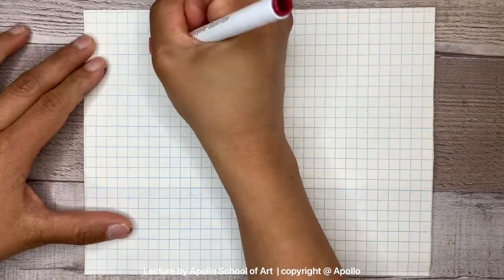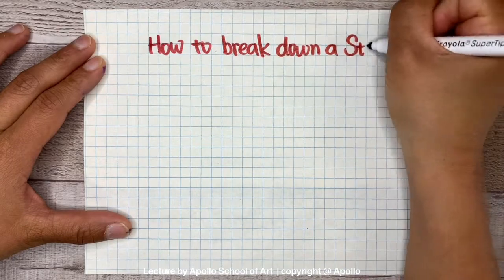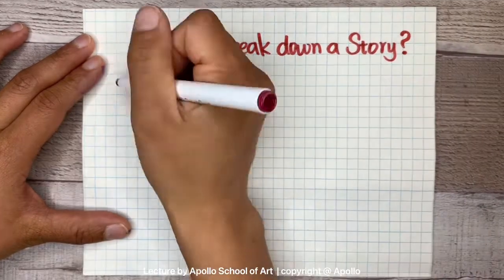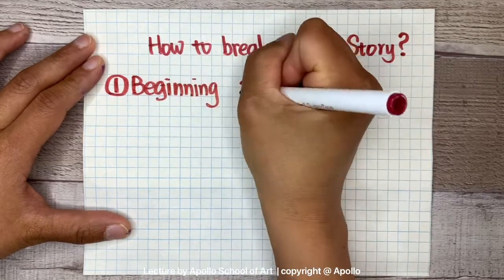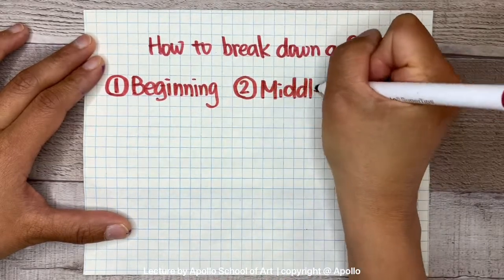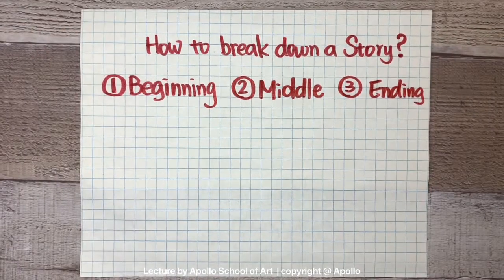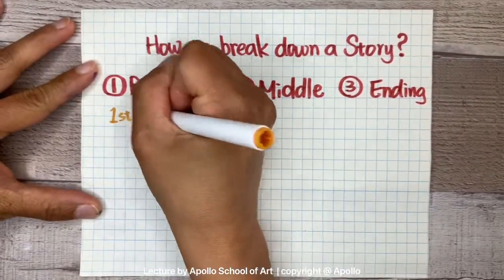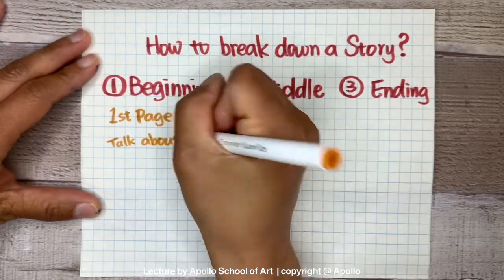Before we actually start to do a book, we have to know how to break down a story. So first of all, we have to break down the story into 3 parts: the beginning, middle, and the ending. It's just like we do the writing in school. The beginning, just like our first page, it talks about the character.